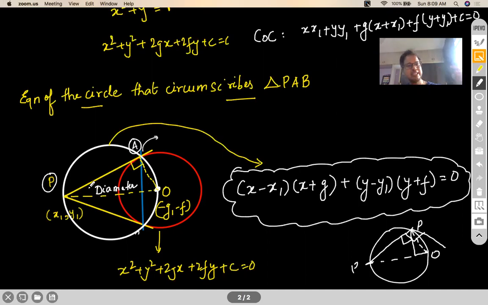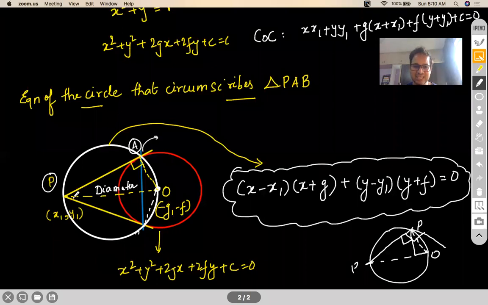Imagine as if P and A are on the circle and there is a point from where you are drawing a 90 degree. Okay. And that point has to be on the circle. Okay. And it goes the same for the other direction as well.